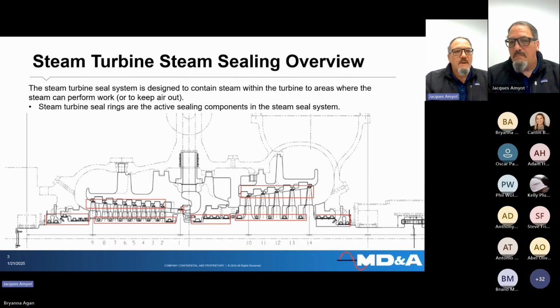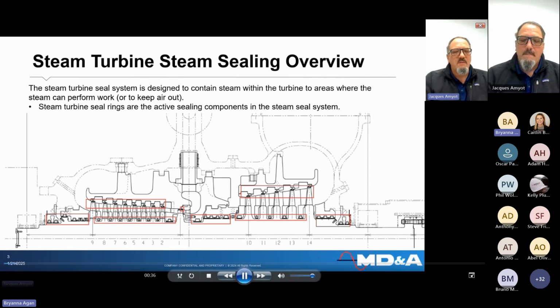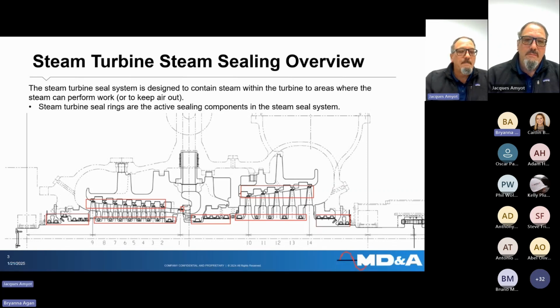technology. First of all, just a brief discussion for familiarization for people who may not be intimately familiar with these parts. We're talking about the seals within the steam turbine system specifically. Those seals are designed to contain steam within the turbine areas where the steam can perform work, give energy, or to keep air out. And the seal rings are the active components of those sealing systems. There are other components we're not discussing here.